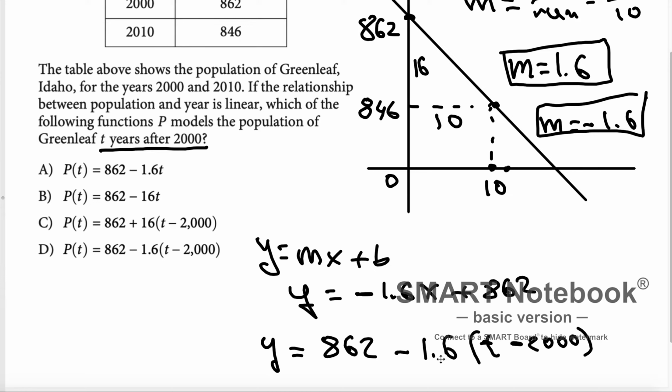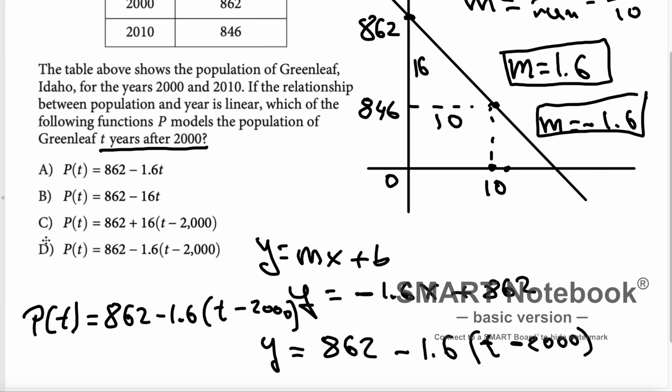But let's say, for example, we are plugging in 2010. Instead of the t, 2010 minus 2000 is going to be 10. 10 times 1.6 is minus 16. If we are subtracting from 862 minus 16, we get 846. So the best result, according to our reasoning, is P of t equals 862 minus 1.6 times (t minus 2000). So this is the best answer. The best answer is answer D.